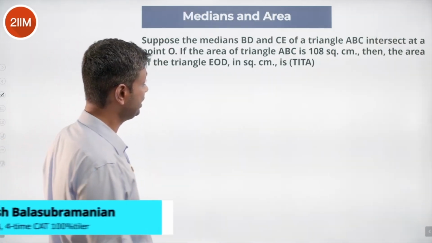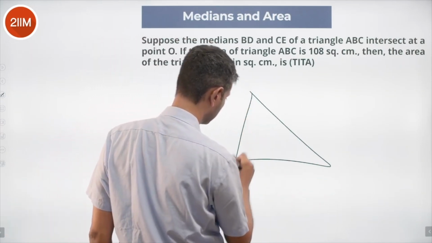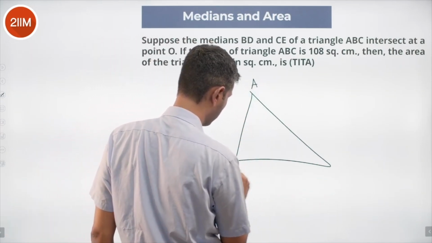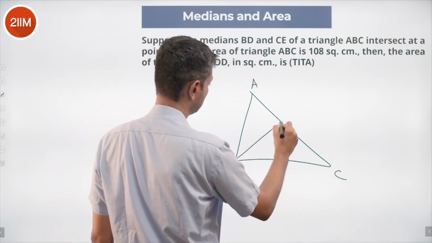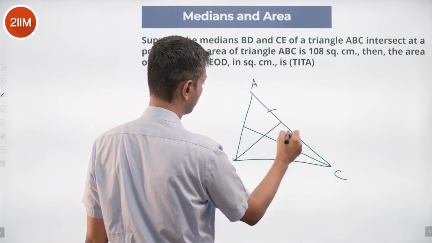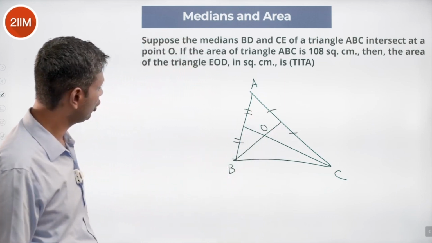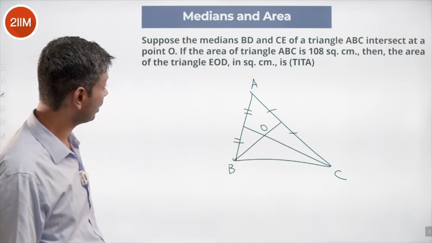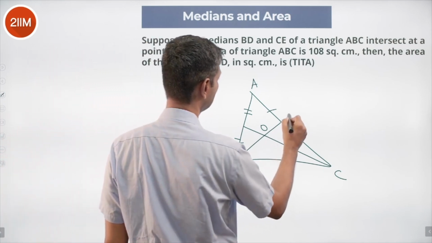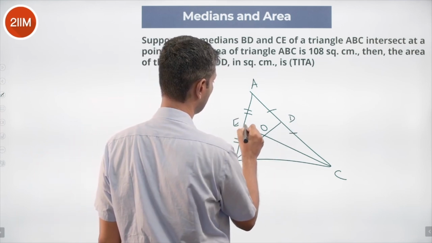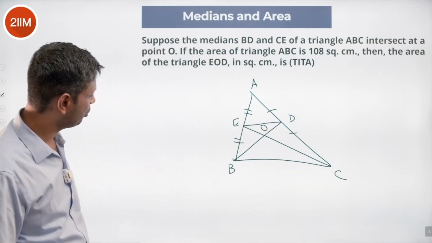Suppose the medians BD and CE of triangle ABC intersect at a point O. Let's draw this. ABC, BD and CE. The area of triangle ABC is 108 square centimeters. We want to find the area of triangle EOD. Nice, brilliant. How do we do this?